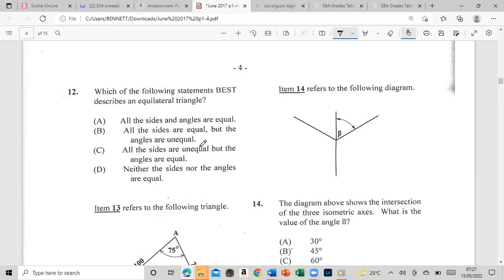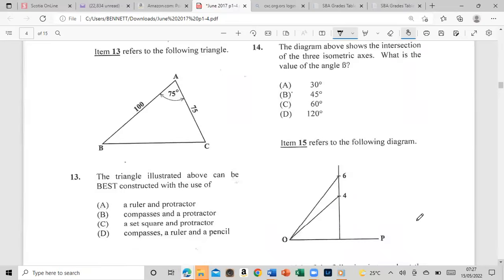And that is A. All sides and angles are equal. To be exact, all the angles are equal to 60 degrees. So you can check that your math equals, all angles equal. Let's move on to number 13.